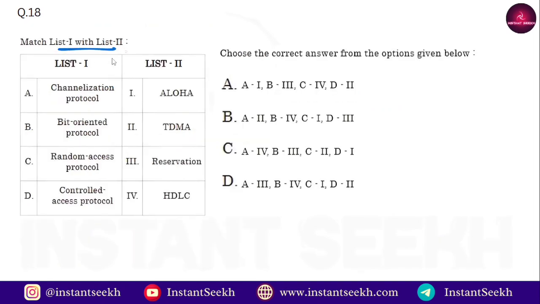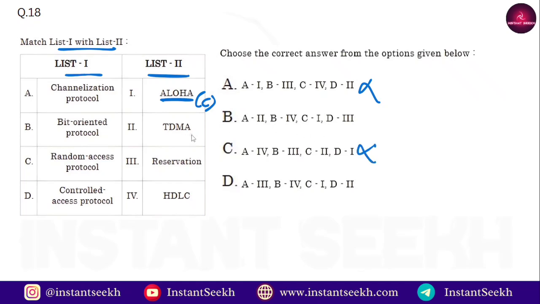Match list question, matching list 1 with list 2. Choose the correct answer. First is given: bit oriented protocol, random access protocol, controlled access protocol. You should know Aloha is very well known for random access protocol. So your option C goes for first. Let's try to eliminate. Option C goes for first, so these two get eliminated straight away.